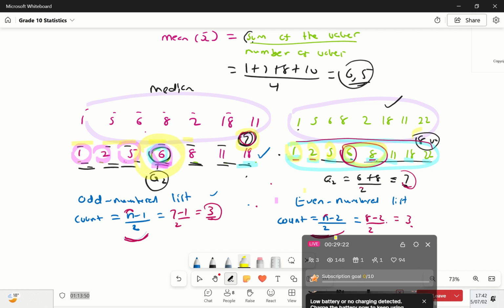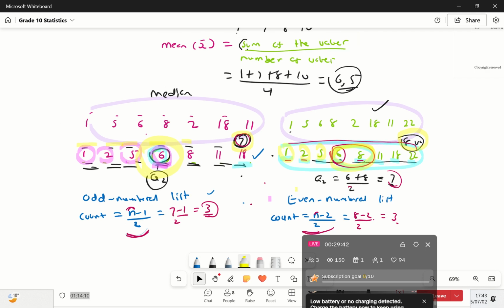But if you count them and you find that the list of numbers is even numbered, so it's 8, 6, 12, 18, 24, 50, if it's even, then you're going to have a couple. You're going to have two middle values. So yeah, that's about that.